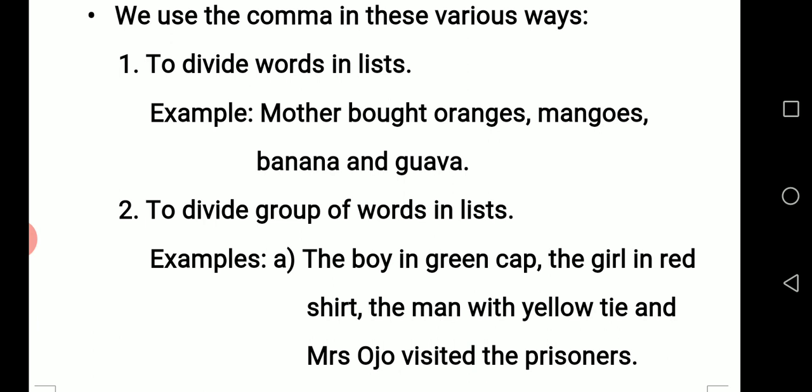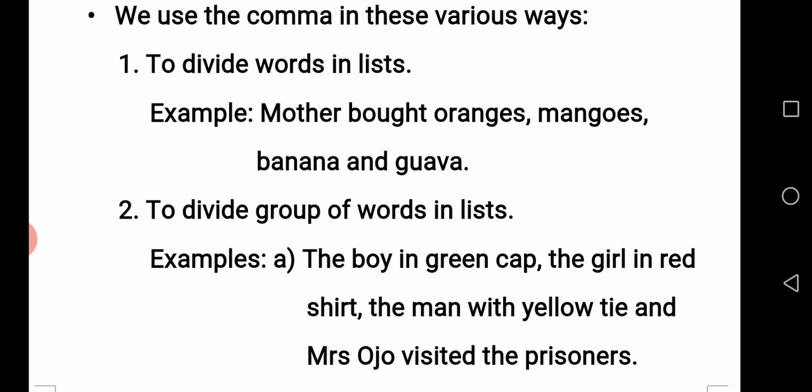But when we insert comma, the sentence will be the boy in green cap, the girl in red shirt, the man with yellow tie, and Mrs. Ojo visited the prisoners. The boy in green cap, comma, is separated. This group of words is separated from the next group of words, the girl in red shirt, comma, the man with yellow tie, and Mrs. Ojo visited the prisoners.